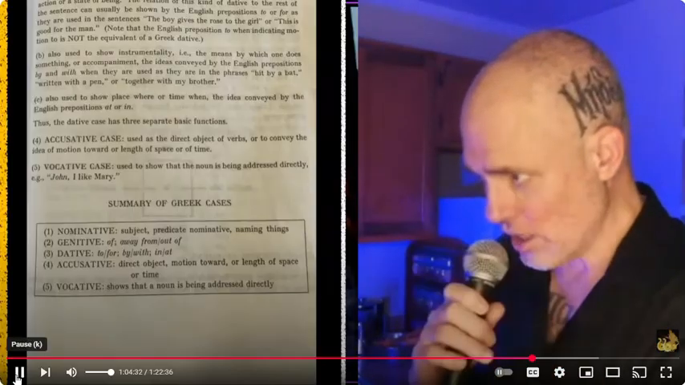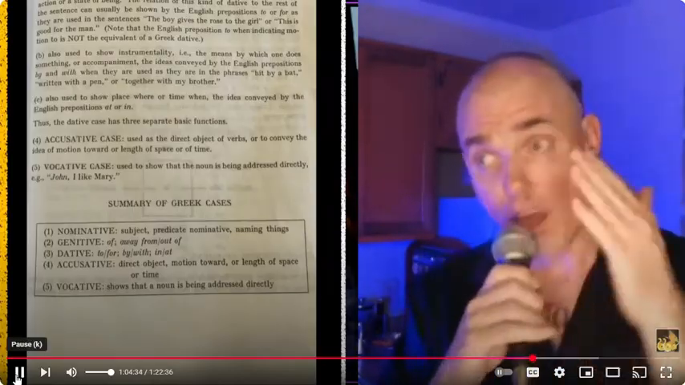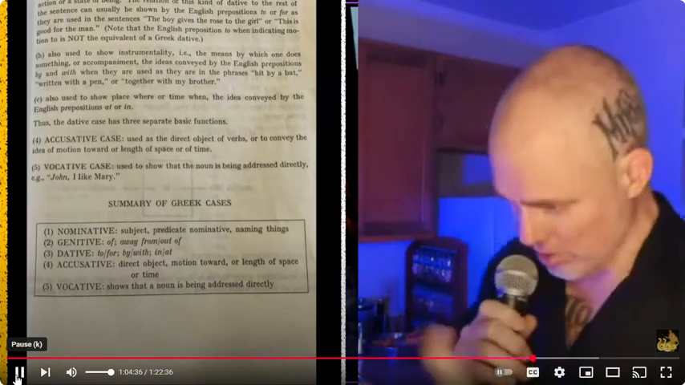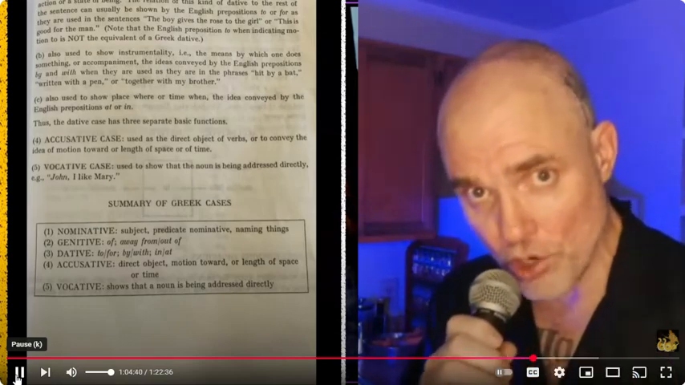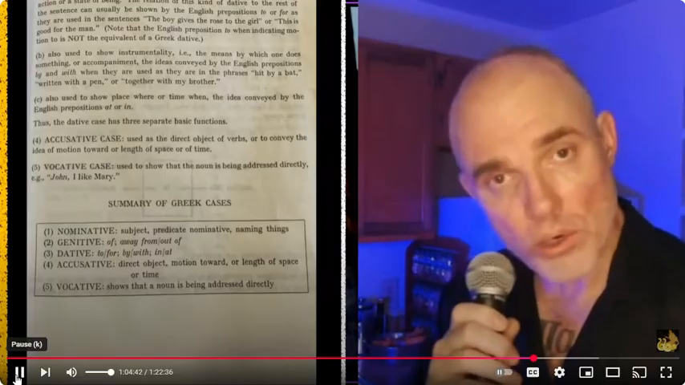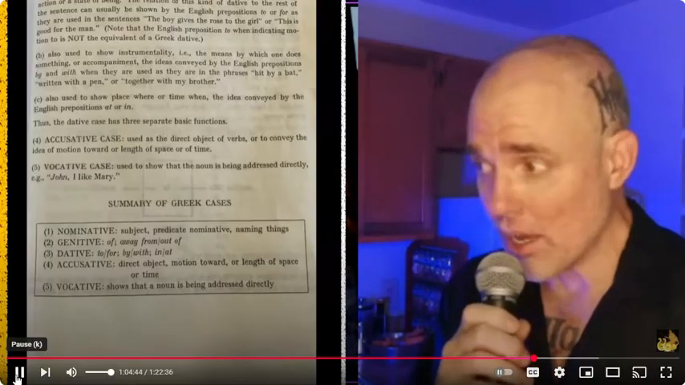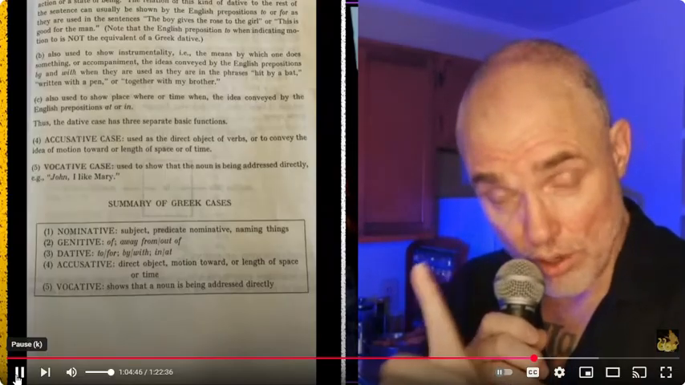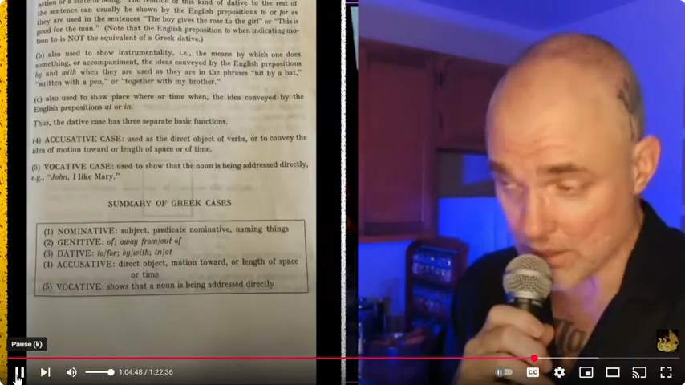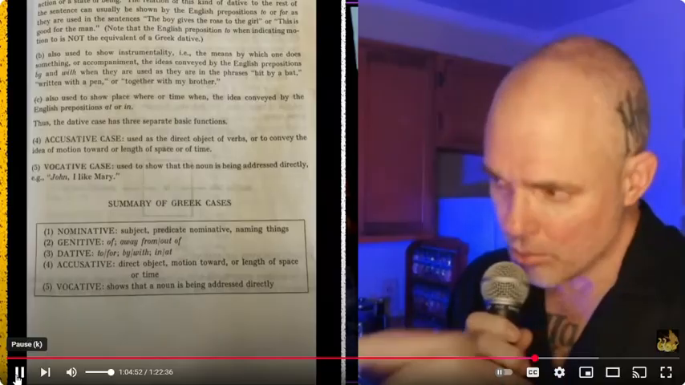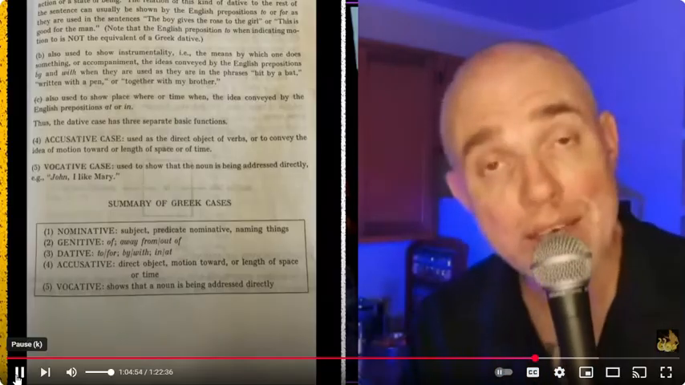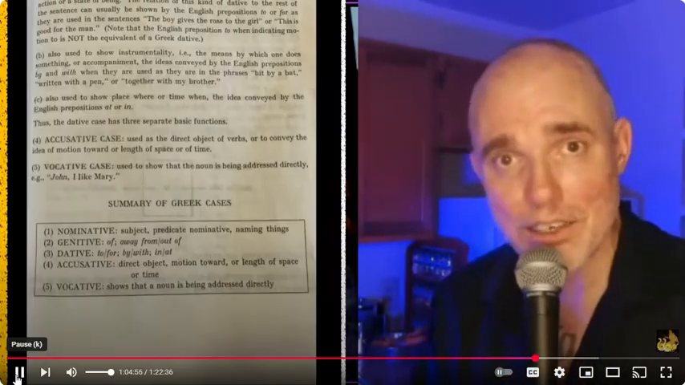What is the genitive case? It is the case of possession. What is the dative case? It's the indirect object. I don't even know what an indirect object is. You say, I don't care. I need you to know that the dative case is an indirect object. Just stop there. What's the accusative? A direct object. Isn't that nice?